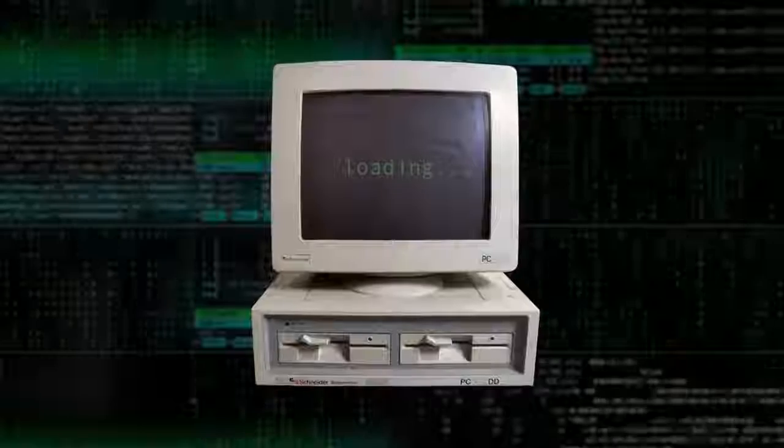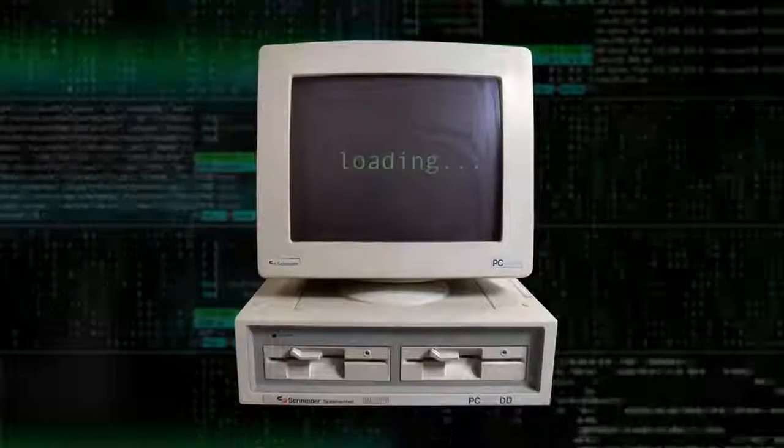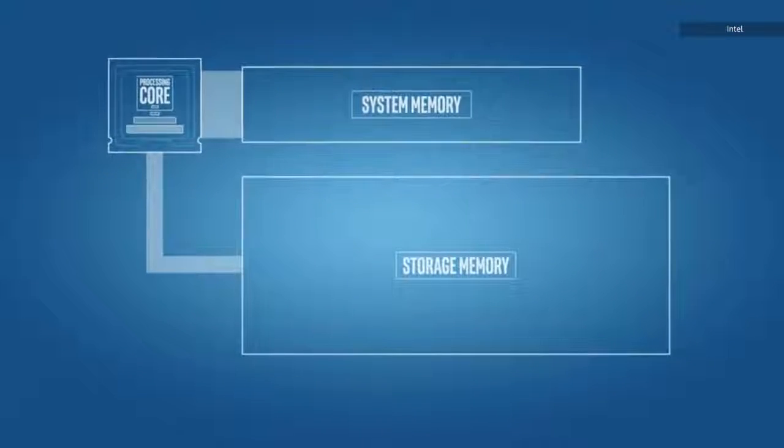Think back to the days when loading a new level of a game or even turning on your PC could take 5 or 10 minutes. That's the speed we're talking about here. A modern computer finds a balance between these two. Data is moved from the slow but safe secondary memory into the faster volatile memory as you need it, and then back to the safe memory once you're done.